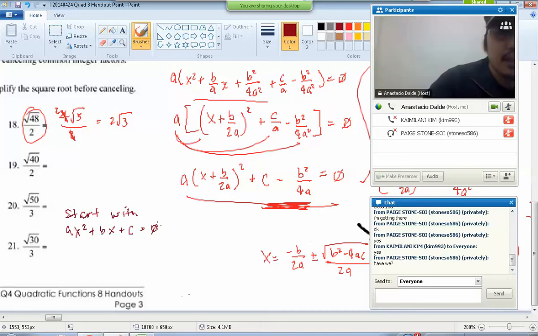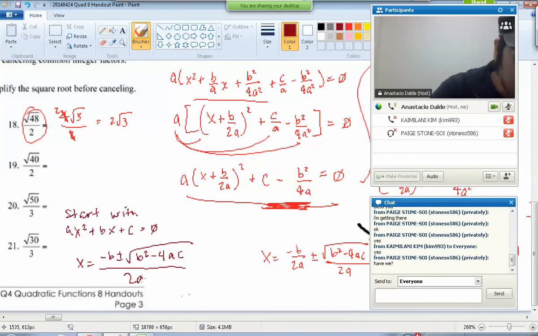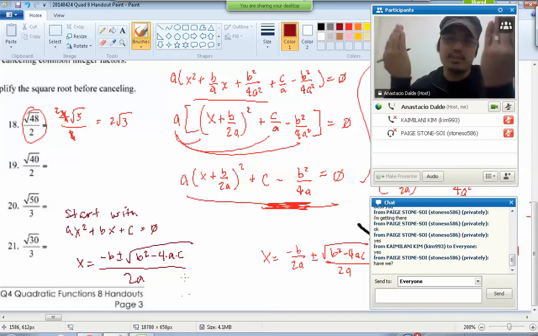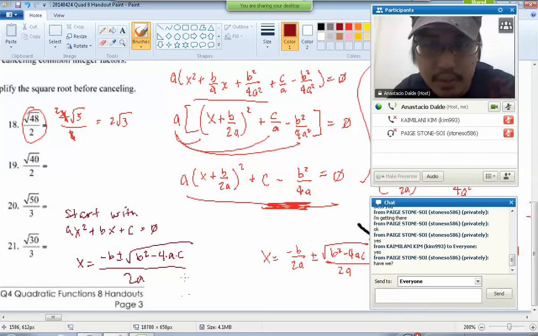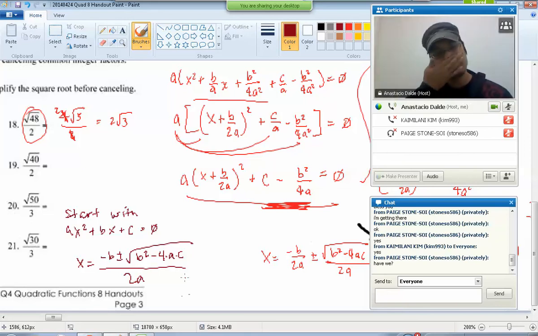Now, the way to solve this thing is you know that the solution looks like this. x equals, and write this down, negative b plus or minus the square root of b squared minus 4ac all over 2a. And that 4ac means 4 times a times c. When we have letters and numbers stacked up right next to each other, you assume it's multiplication in between them. Are we cool? Can you write that down for me? Tell me when you're finished, both of you. Write it down. I want you to write it down.